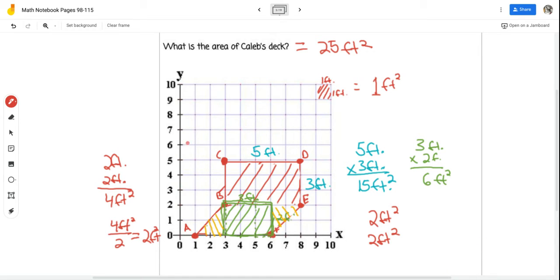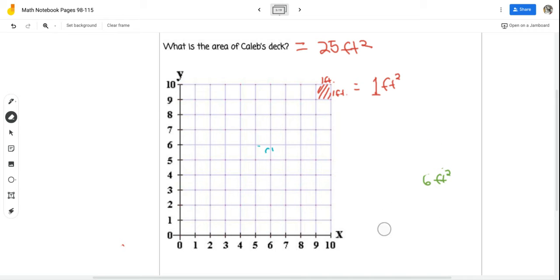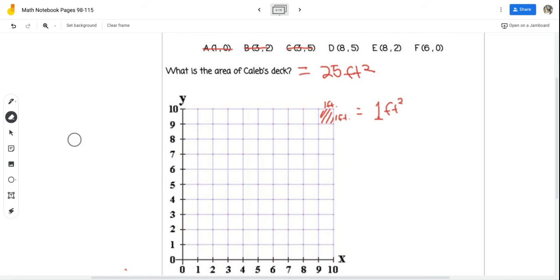I want to show you something else. So I'm going to erase all this stuff and start over again. Nope, I shouldn't have erased the points. I'll put those out again really quickly. Just want to show you a trick. And this isn't always going to work, but in this case it will.